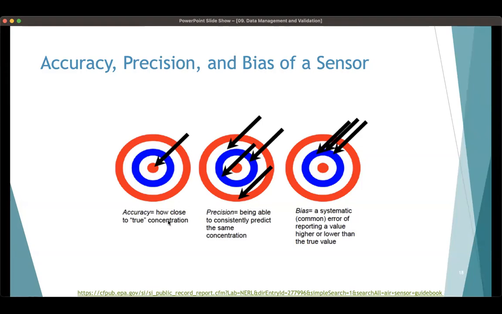Bias means, bias is equal to the systematic or common errors of reporting a value higher or lower than the true value.